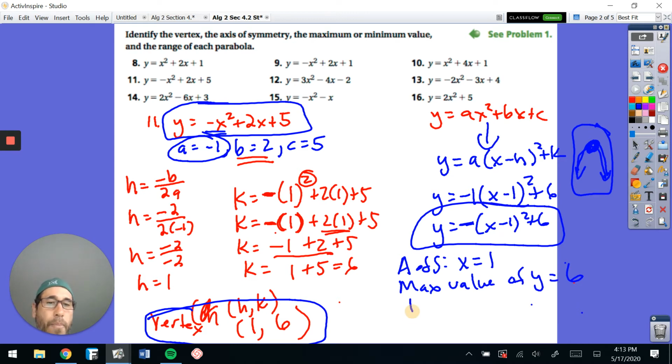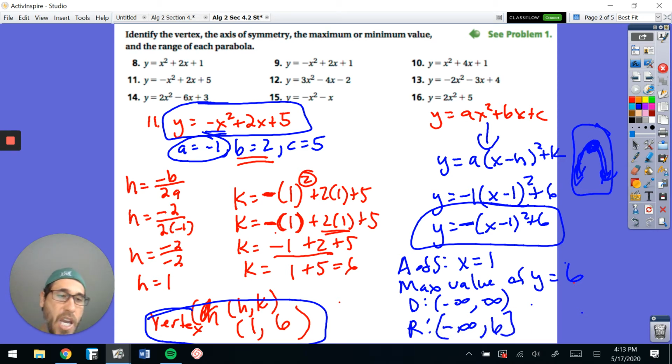Domain, what's the domain? Oh, I can't wait for all of these on my next quiz. Negative infinity to infinity. And then what is the range? This is always the hardest one. It goes down forever. That means the smallest value is negative infinity. You always put the small value first. What's the maximum value? The highest guy. It goes as high as 6. So we go booyah. That's it. Nice and easy. Japoneasy. All right.